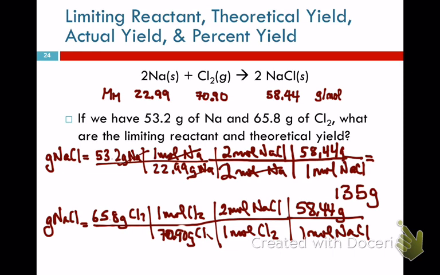So I'm going to go 65.8 divided by 70.9 times 2 times 58.44. And I get 108. Did somebody already do it? 65.8 divided by 70.9 times 2, yeah, times 58.44, yeah, 108.47.